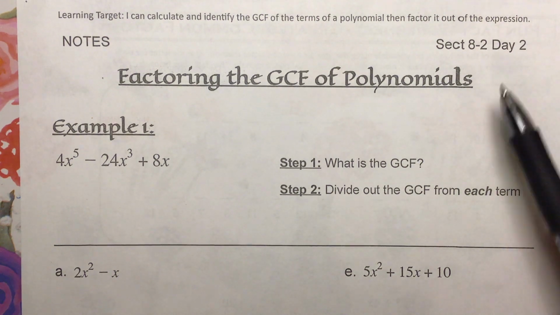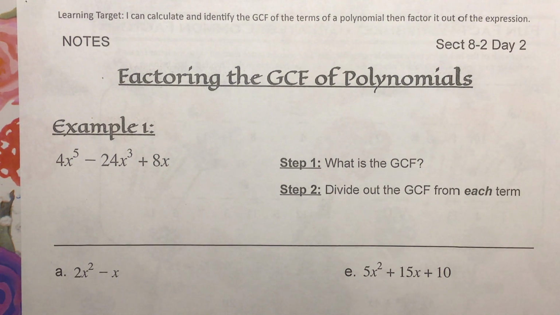We are in section 8-2, day 2, and what I'd like for you to be able to do by the end of this unit is to calculate and identify the GCF of the terms in a polynomial and then factor it out of the expression. So factoring is going to be our next really big subject, and we are just going to be focusing on factoring the GCF out first.